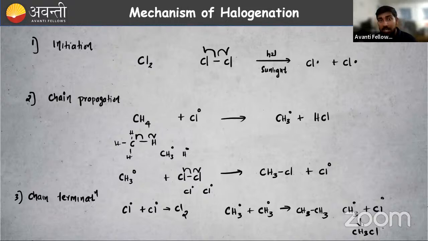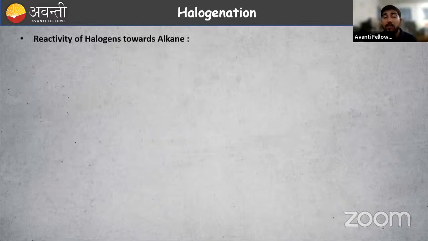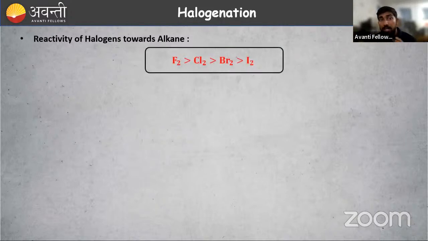So what is next? Again, there are so many chemical properties left. We have to study each and every chemical property. So let us check the next one, halogenation. So let us study some more points about halogenation. Reactivity of halogen towards alkane. So I'm taking an alkane, then a halogen is coming, the reaction is taking place, right? What about different halogens? I have fluorine, chlorine, bromine, and iodine.